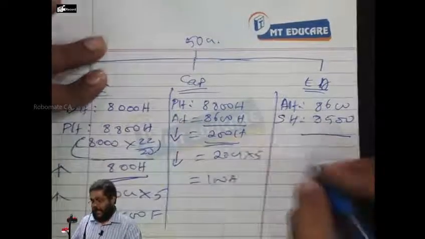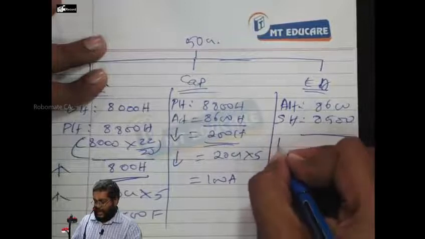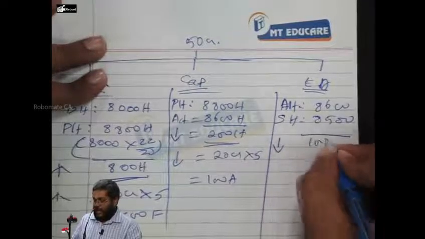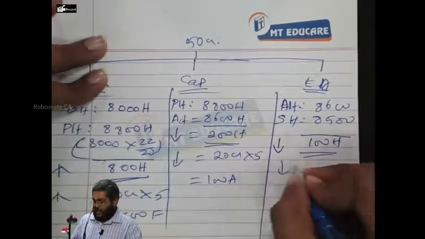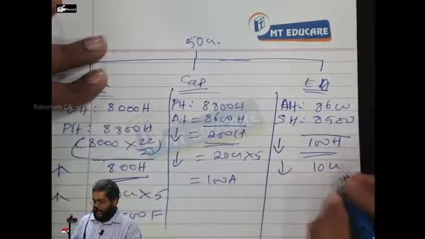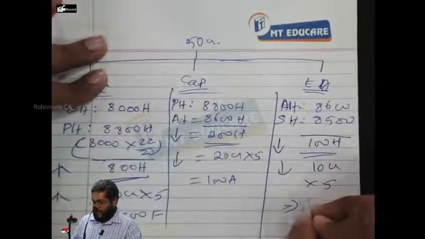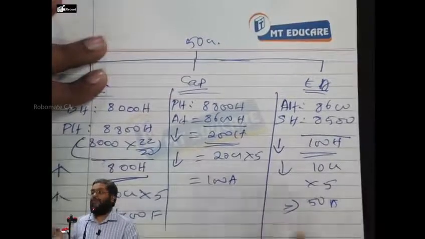Efficient or inefficient? Due to inefficiency, how many hours did I lose here? 100 hours. So, how many units did I lose here? 10 units. Yes or no? Multiplied by how much? It is 5. How much will that be? 50 adverse. What variance is that? Efficiency variance.